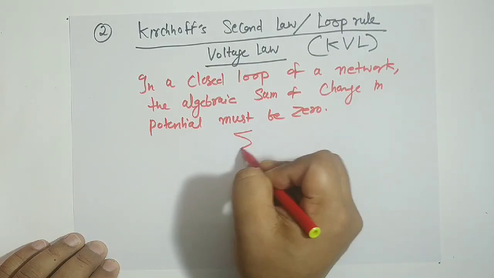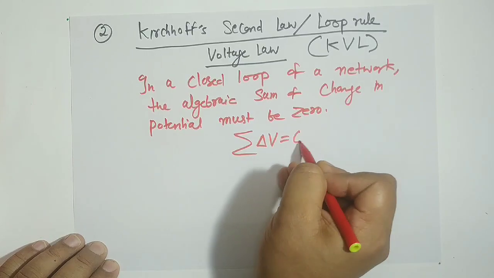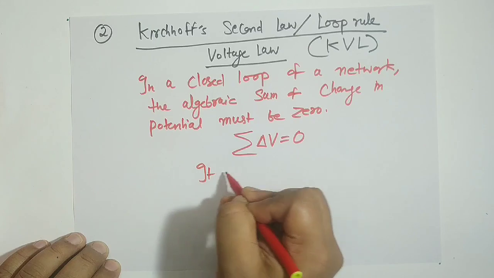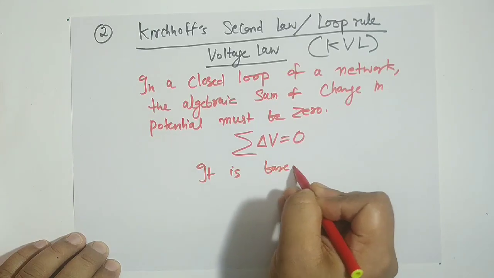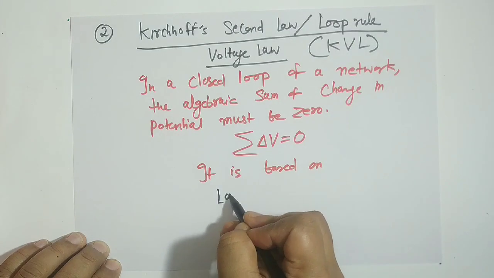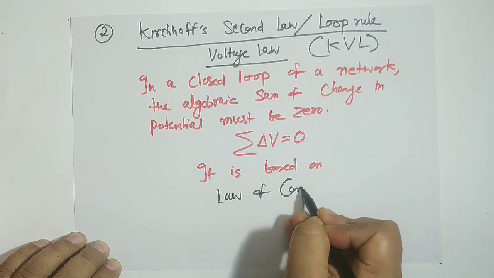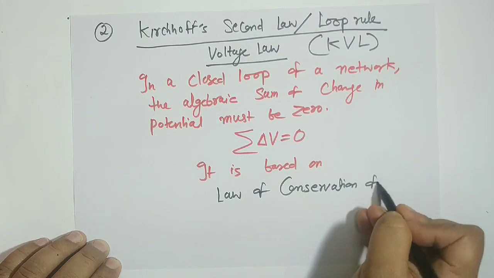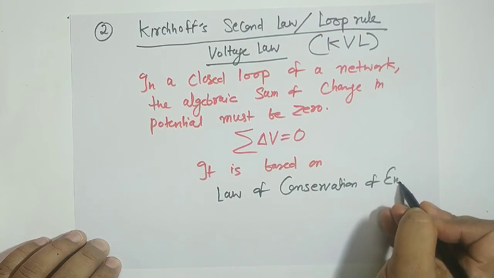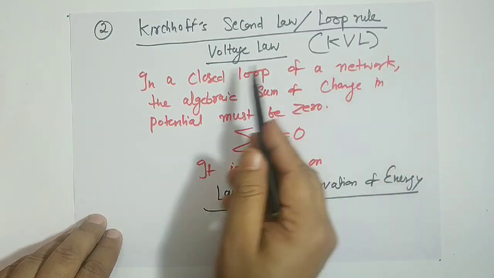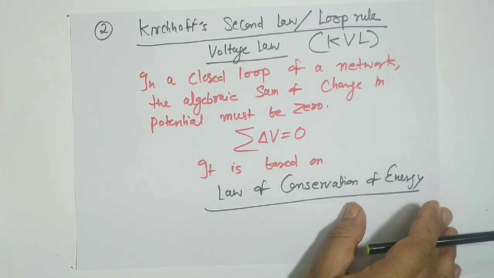That means summation delta V is what? 0. That is based on the law of conservation of energy. There can be a one mark concept question: the law of conservation of energy, that was based on charge. It is based on the law of conservation of energy. So in a closed network we are going to see that the total potential sum must be 0.